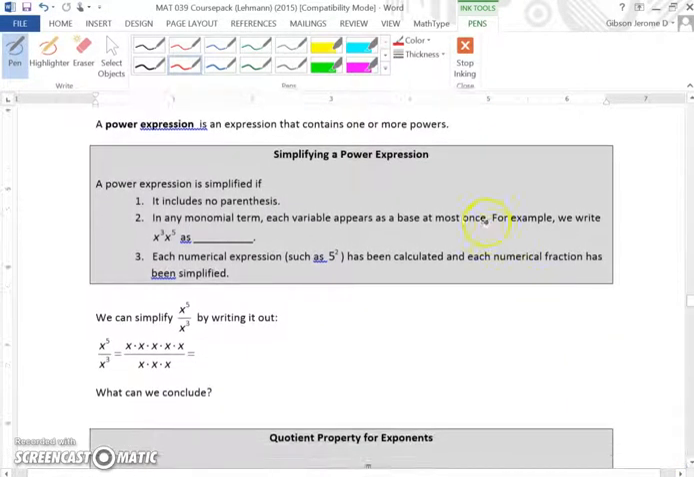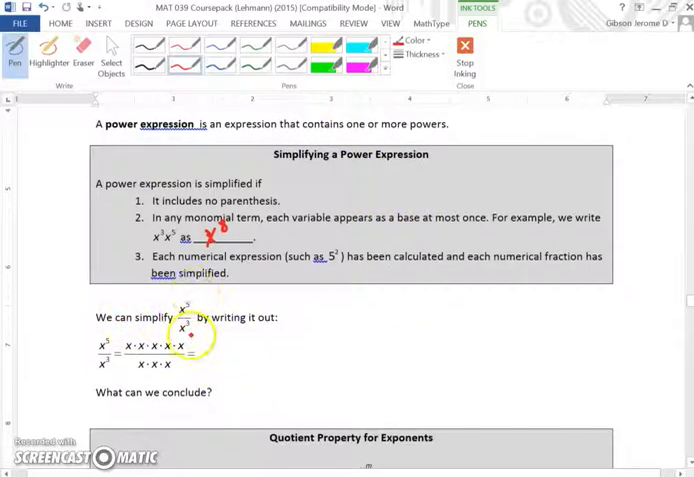we go down here to a power expression. It's an expression that contains one or more powers. Now, it includes no parentheses, and in any monomial term, each variable appears as a base at most once. For example, we write x to the 3rd times x to the 5th as x to the 8th. Each numerical expression, such as 5 squared, has been calculated and each numerical fraction has been simplified. So these are basically the steps for simplifying a power expression.